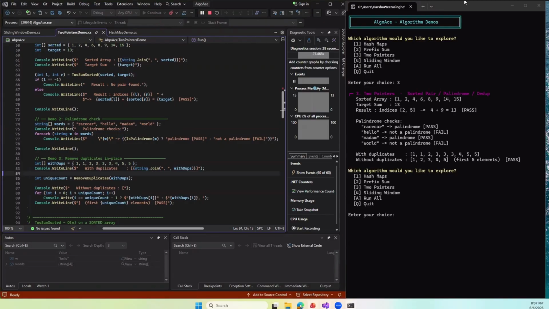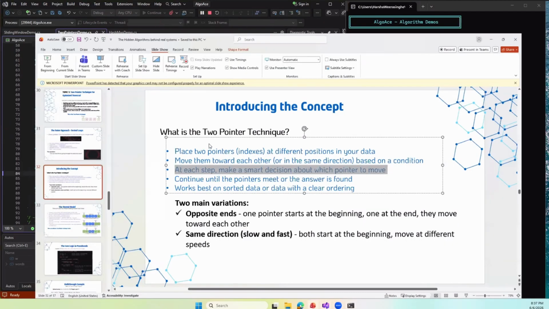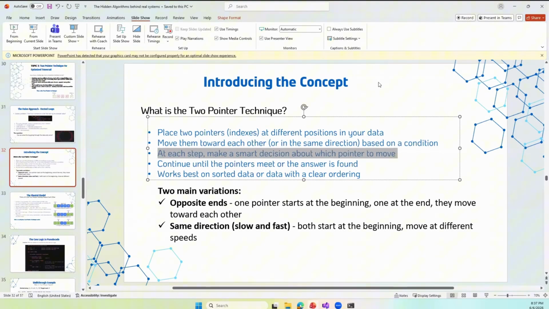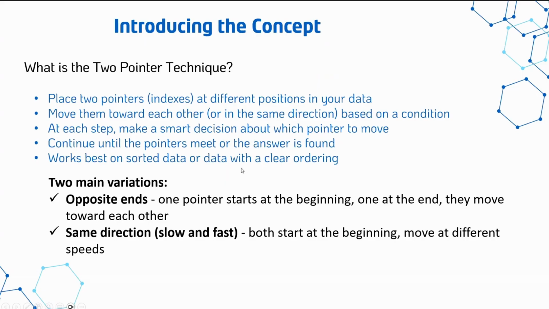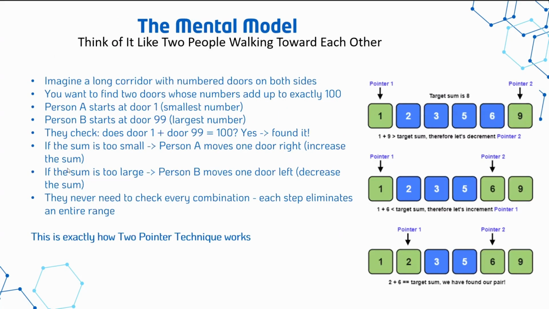Hope it's clear. Now, we continued until the pointers meet or the answer is found. That's what we did. We met our if condition was successful. It's true. And it says work best on sorted data or data with a clear ordering. Yes, so that's why we sorted it. This is the same thing we did there. And this is exactly how our two-pointer technique works. So I'm not going through one by one again, and this is the exact thing we did. And that's the most efficient way.